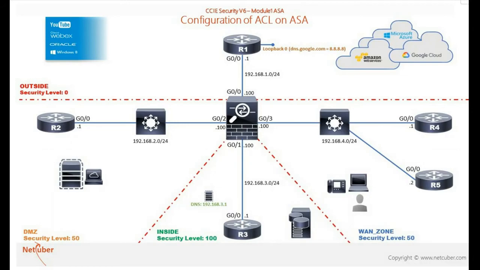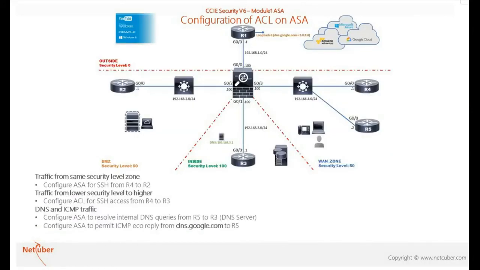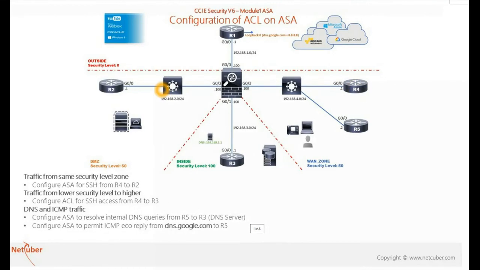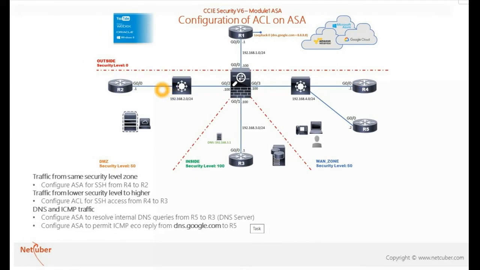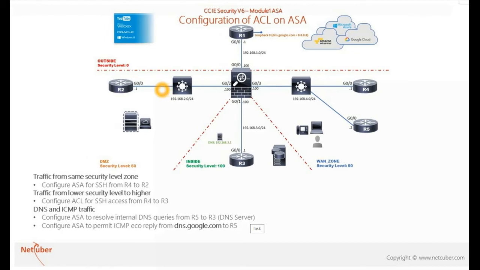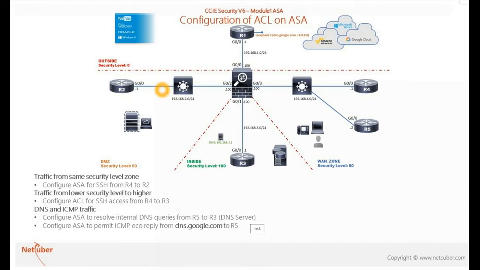So now we can check the tasks. The first task, traffic from same security level zones. Configure ASA for SSH from R4 to R2. So basically we need to have SSH access from R4 to R2. That is task number 1.